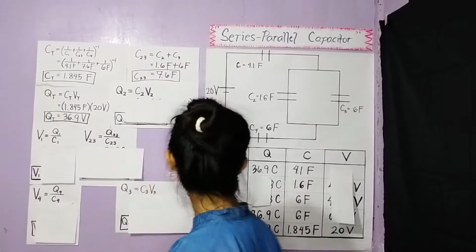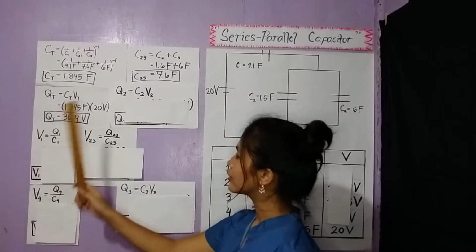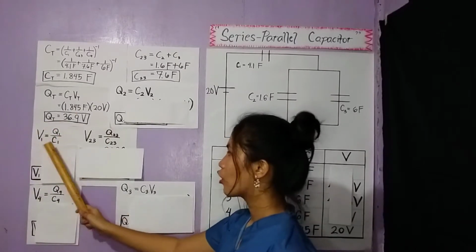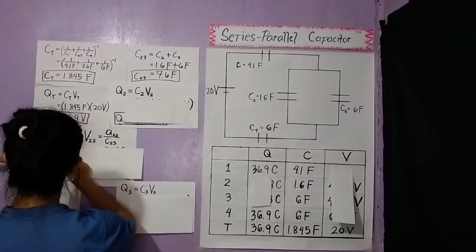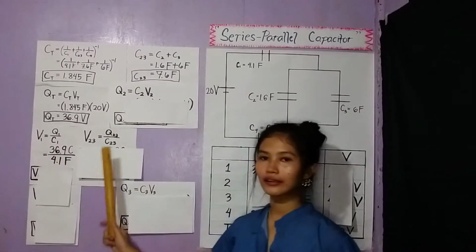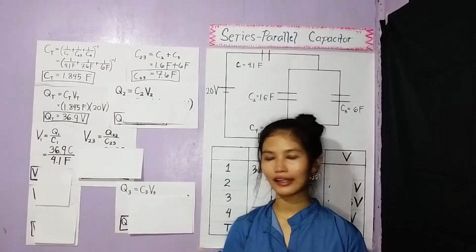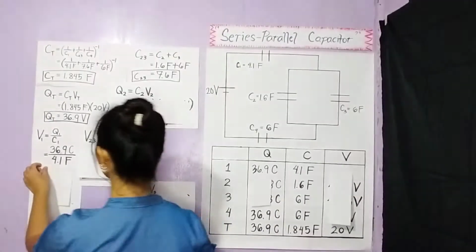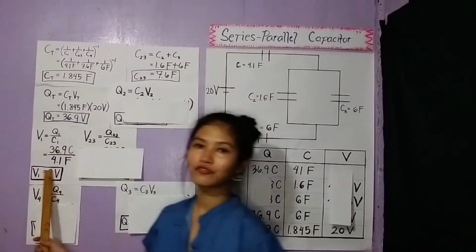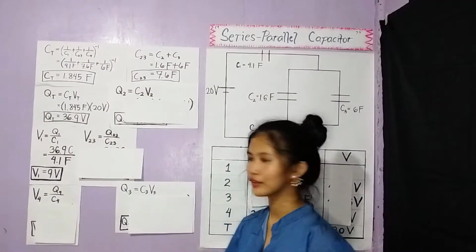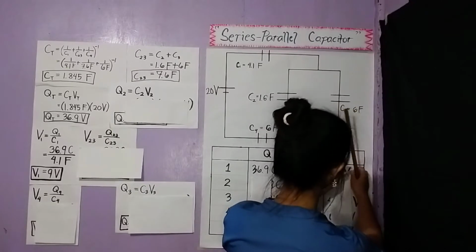So let's find V1. For V1, we have the formula V1 equals Q1 over C1, and put down their values. We have 36.9 coulomb over 4.1 farad, and using the calculator, we'll be able to get an answer of 9 voltage. So we have V1 equals 9 voltage, and then we're going to write that down in our table.